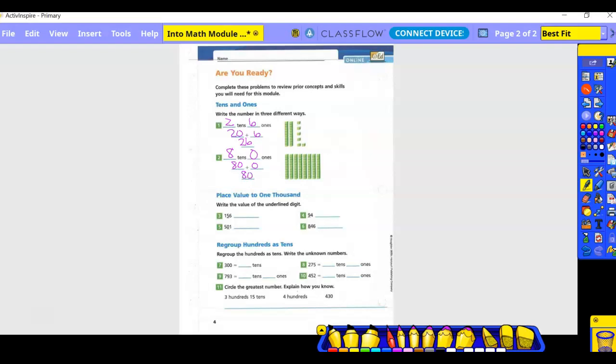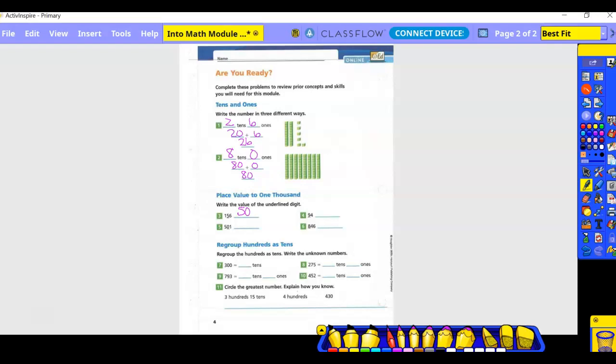Okay. Place value to 1,000. So these numbers don't necessarily go to 1,000, but they're saying you should know your place value to 1,000. Okay. So write the value of the underlined digit. So they gave us a 5, but what place value is it in? It's in the 10 spot. So 5 tens is 50, right?